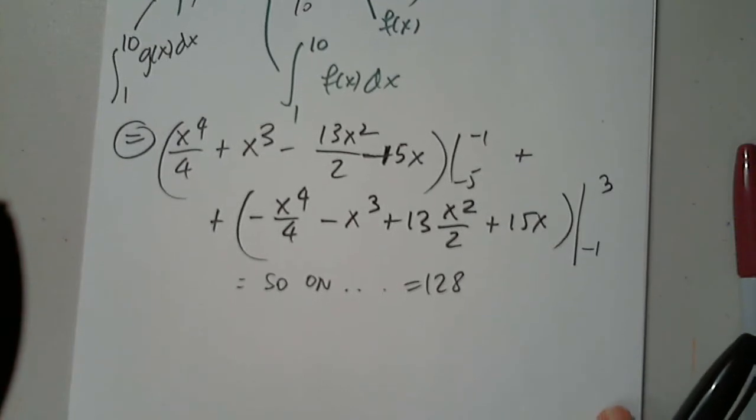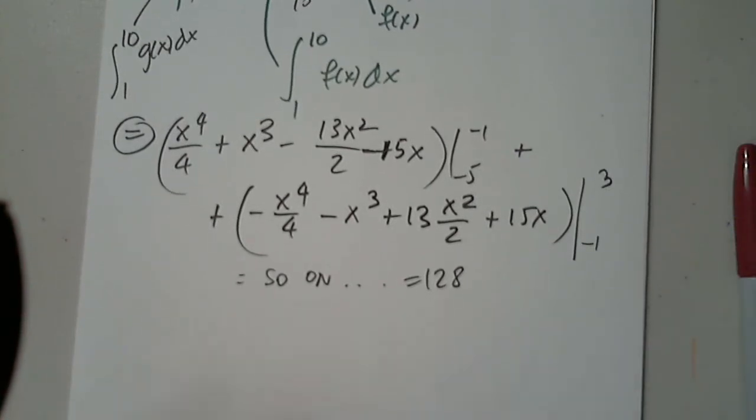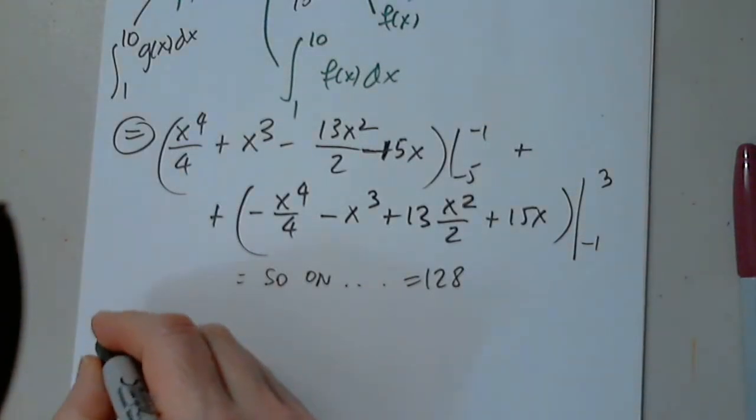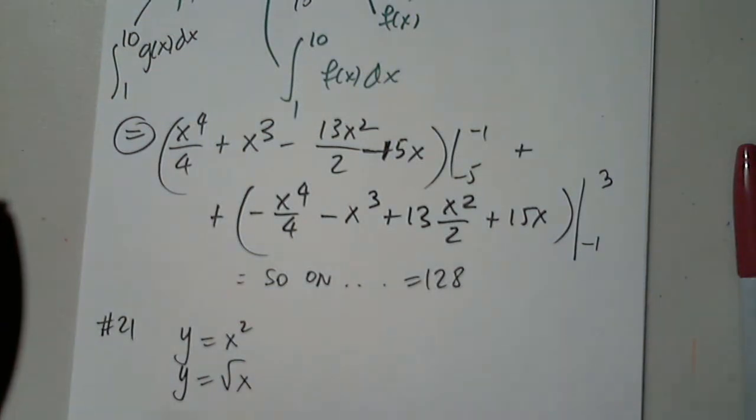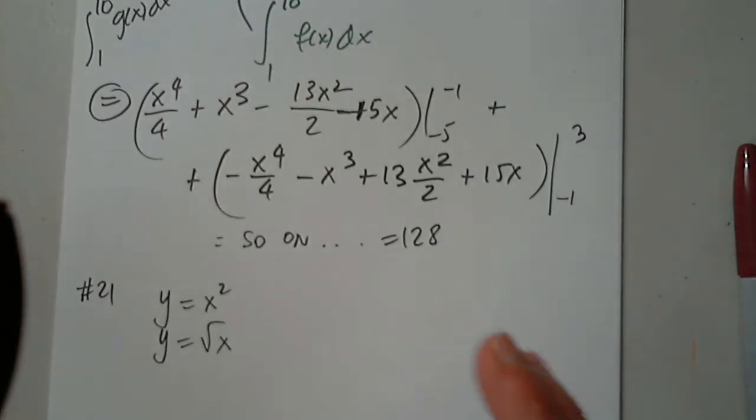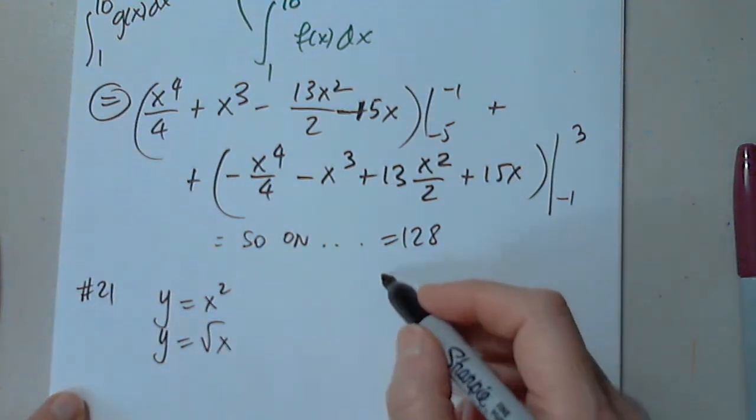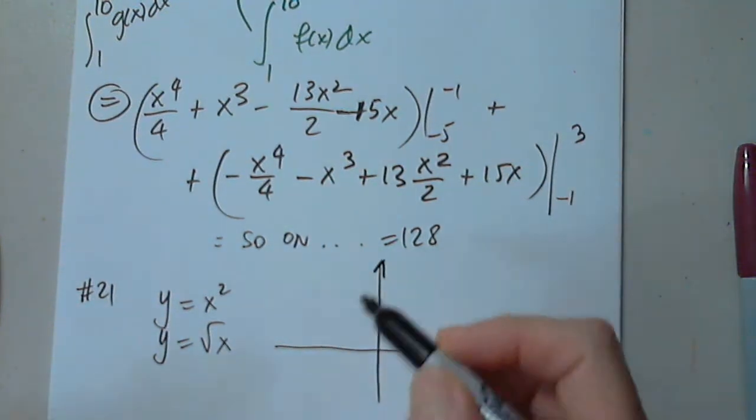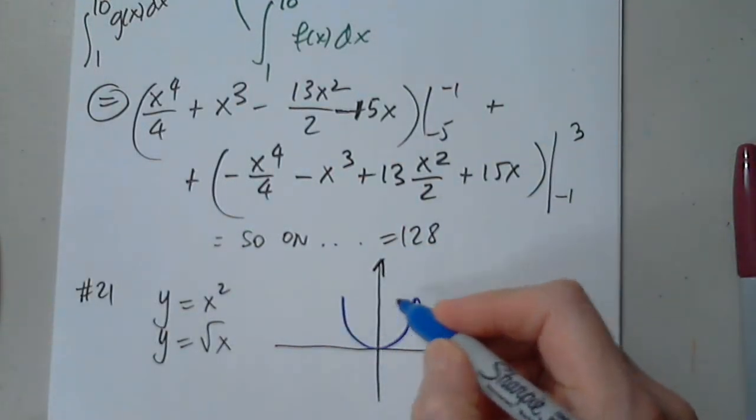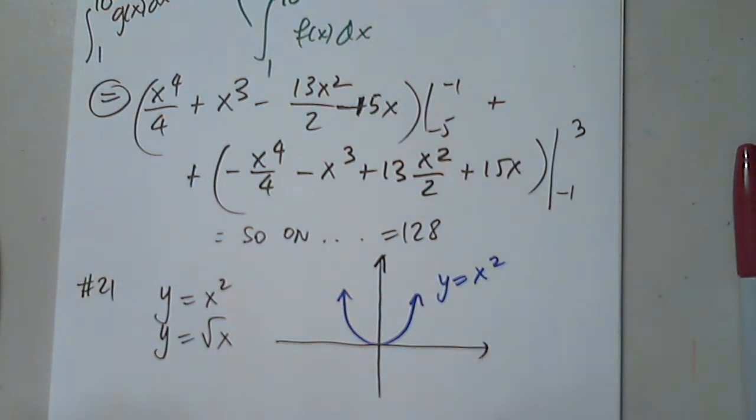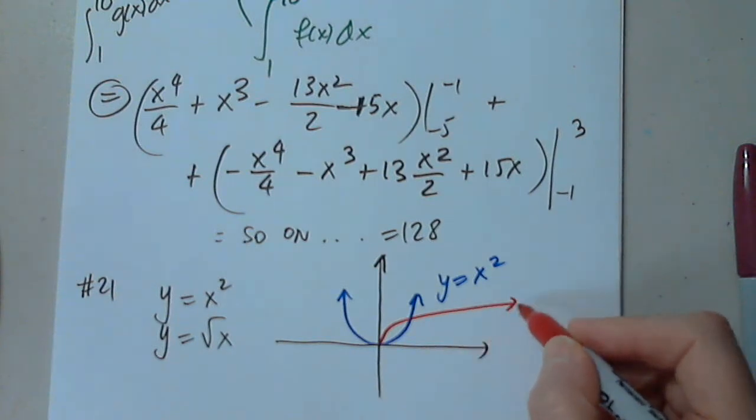Do I get to choose? I will choose 21. In 21, we have y equals x squared and y equals the square root of x. A simple example, simple graphs. Because I know how to graph x squared. We all know how to graph x squared. I'll graph it right away. Here is x squared. I know how to graph the square root of x. Here's the square root of x.